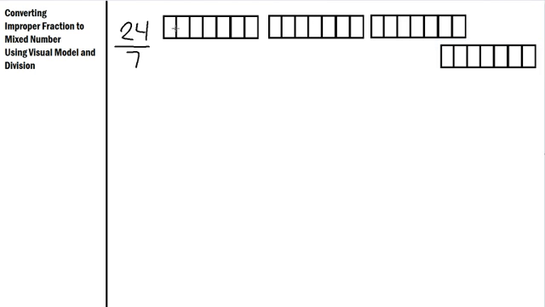So I have 1. I'm going to color these in. 1, 2, 3, 4, 5, 6, 7, 8, 9, 10, 11, 12, 13, 14, 15, 16, 17, 18, 19, 20, 21, 22, 23, 24. Even though there's empty ones here, I'm not going to color them in because I'm looking for 24 sevenths. Now, you can look at it and that's perfectly fine. You could come up with the answer. You have 3 and 3 sevenths.